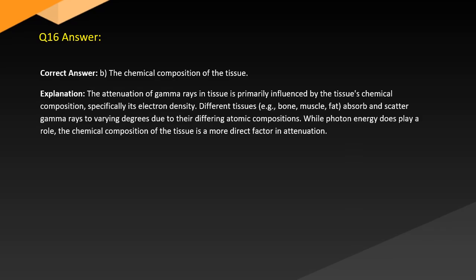Answer. Correct answer: B. The chemical composition of the tissue. Explanation. The attenuation of gamma rays in tissue is primarily influenced by the tissue's chemical composition, specifically its electron density. Different tissues, e.g., bone, muscle, fat, absorb and scatter gamma rays to varying degrees due to their differing atomic compositions, while photon energy does play a role. The chemical composition of the tissue is a more direct factor in attenuation.